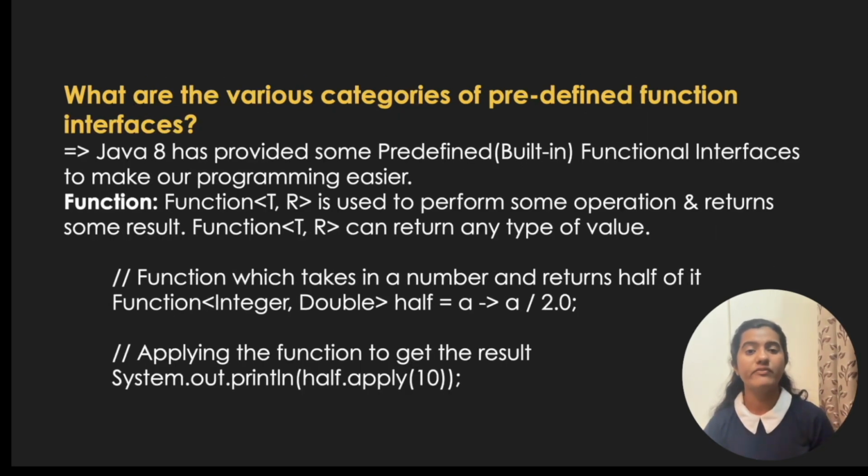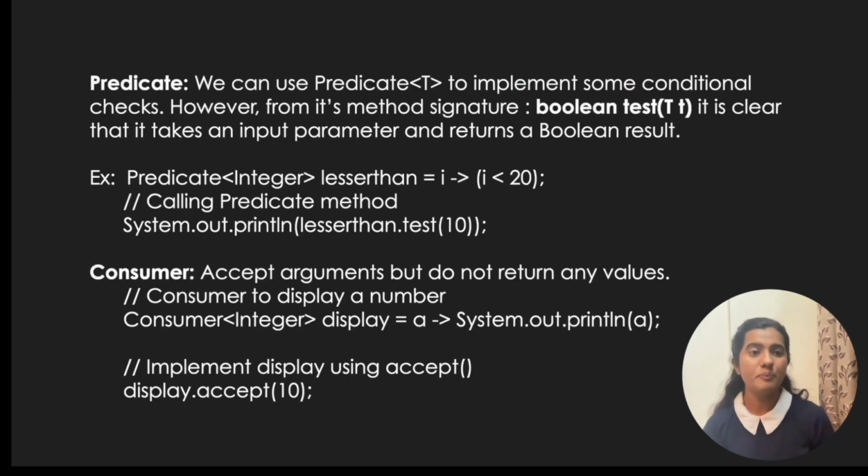Next is, what are the various categories of predefined functional interfaces? In Java, as we discussed, they introduced functional interfaces. So they introduced a few classes. First is Function. It is used to perform some operations and return some result. Here I have written one example and using apply, we can execute it. Next is Predicate. Predicate accepts input of any type and returns only a boolean value. We can execute it using the test function.